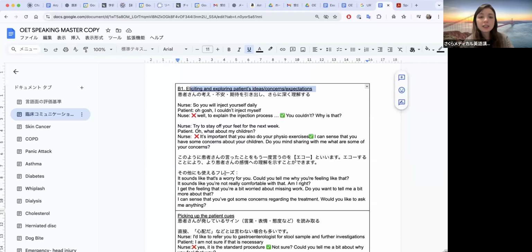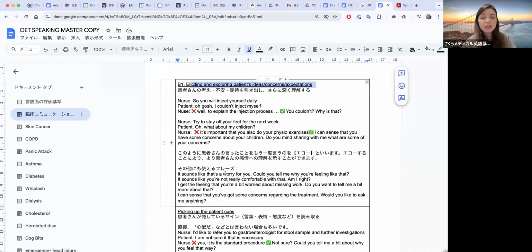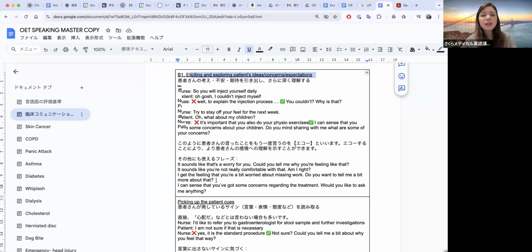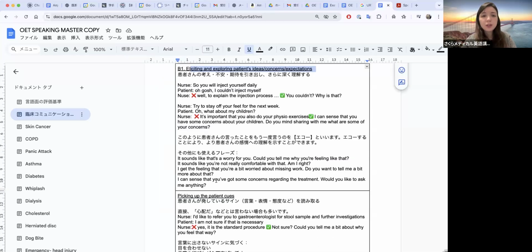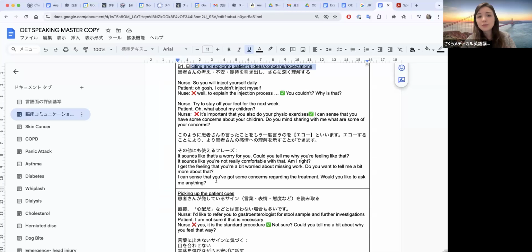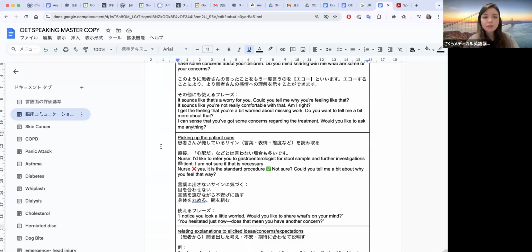So some of the phrases for eliciting and exploring patient ideas, concerns, expectations could be like, it sounds like that's a worry for you. Could you tell me why you're feeling like that? It sounds like you're really not comfortable with that. Am I right? That sort of thing. You want to be careful not to put words into the patient's mouth because that's also part of the criteria. So you want to be starting with open-ended questions first and not assume too many things, and then gradually go to close-ended questions.